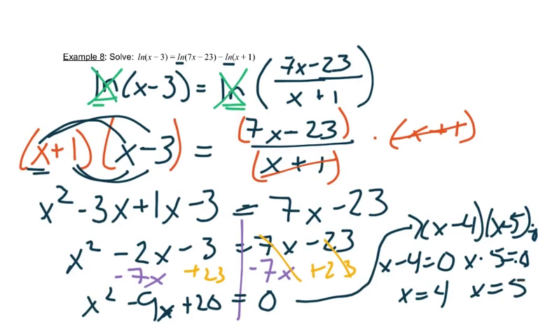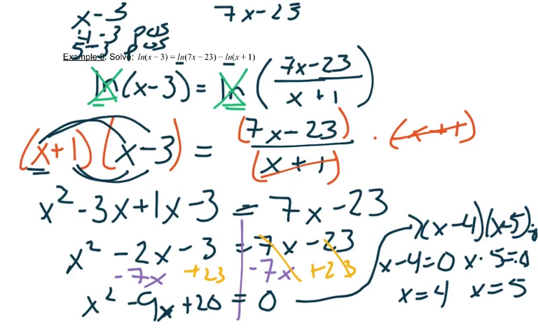So we still need to check that. So we'll start with the x minus 3. If I put 4 in here, I get a positive number. If I put 5 in here, I get a positive number. So that's okay. So then I'm going to check the 7x minus 23. If I put 4 in here, I have 7 times 4 is 28. Minus 23 is positive. If I put 5 in here, 7 times 5 is 35 minus 23 is also positive.